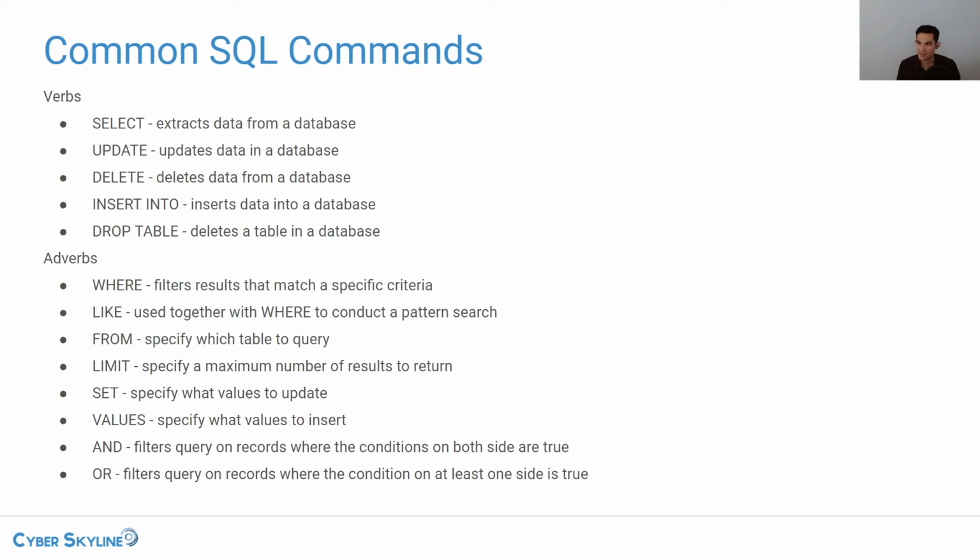You have and, which if you use that in conjunction with where, you can have multiple different requirements. So as an example, let's just say I want to get a user where the username and password match.